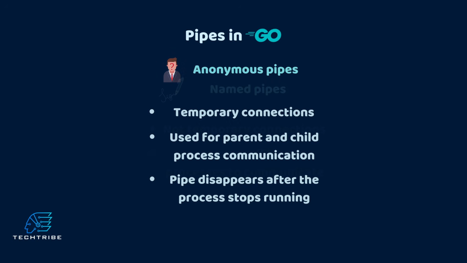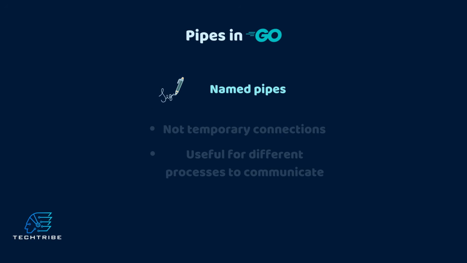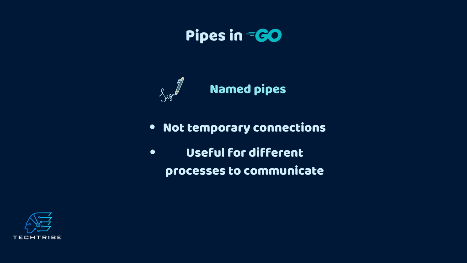Let's now understand named pipes, or FIFOs. Unlike anonymous pipes, named pipes are not limited to live processes. They are not temporary connections. They stay in your file system even after the programs finish. So any process can connect to them by name, making them useful for communication between completely unrelated programs or processes.